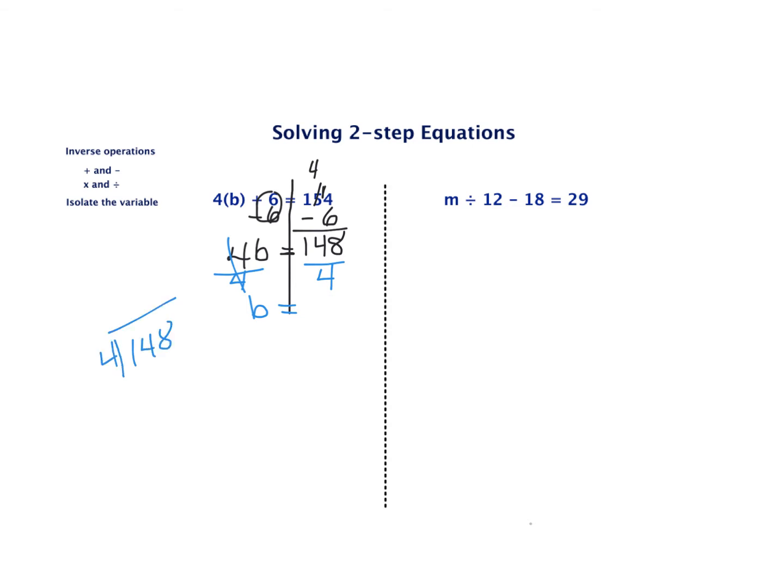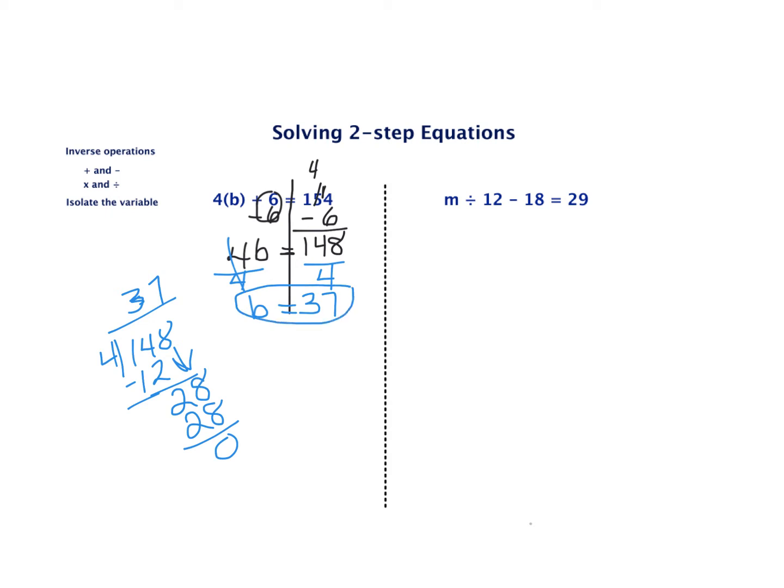So now we're finding 148 divided by 4. 4 goes into 14 3 times. 4 times 3 is 12. Subtract. 14 minus 12 is 2. Bring down the 8. 4 goes into 28 7 times. 4 times 7 is 28. 28 minus 28 is 0. So b equals 37.